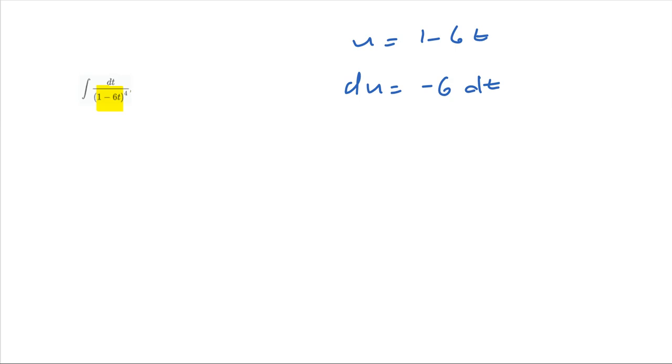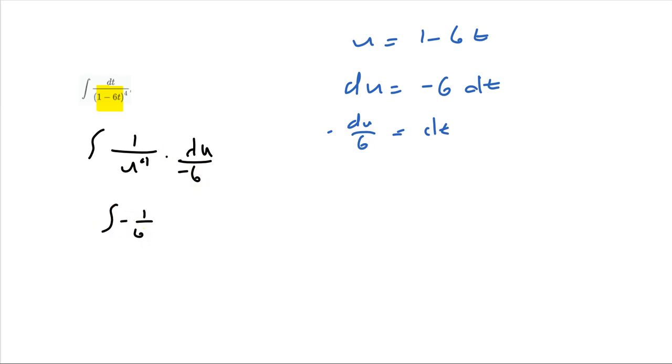which is just perfect because then dt is negative du over 6, right? So now I can make my substitution, and that's going to be u to the 4th times the du over negative 6. So negative 1/6 u to the negative 4th du. And again, that turns it into the nice, easy antiderivative stuff.